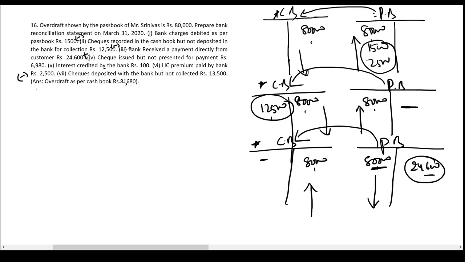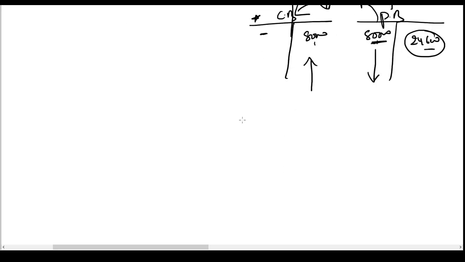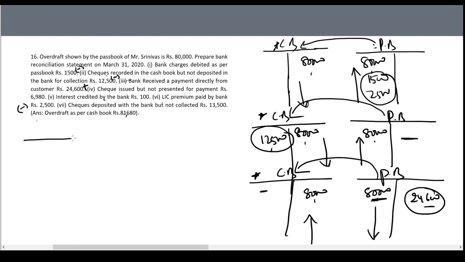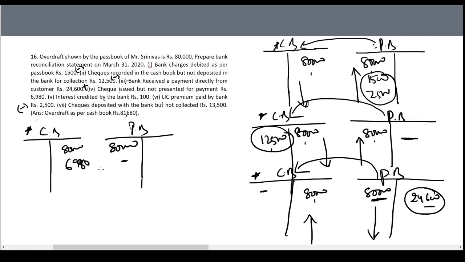Check issued but not presented for payment rupees 6,980. Cash book, passbook, 80,000, 80,000, star mark to cash book. Check issued but not presented for payment. So there is no presentation for payment in the passbook. What should I do to the passbook to make it equal to cash book? Cash book balance has increased, passbook balance has decreased. So passbook has to be increased by 6,980 to make it equal to the cash book. So this item will be plus.